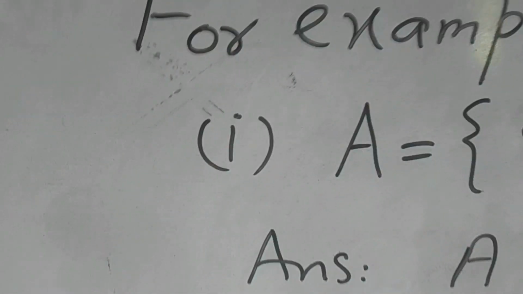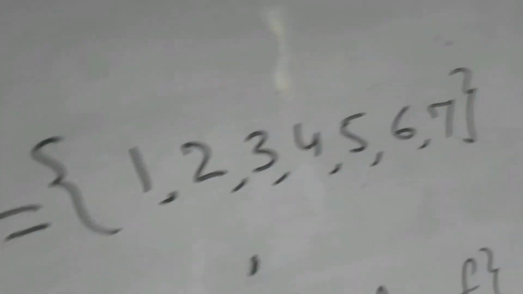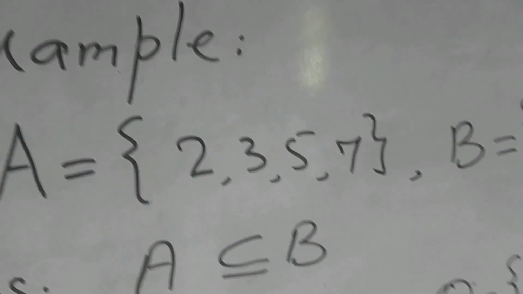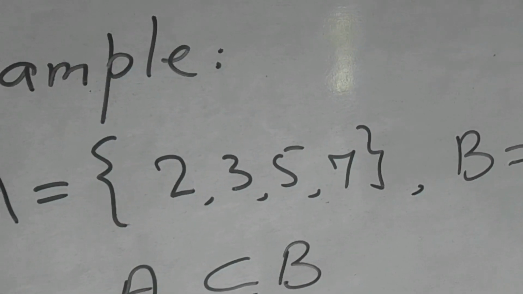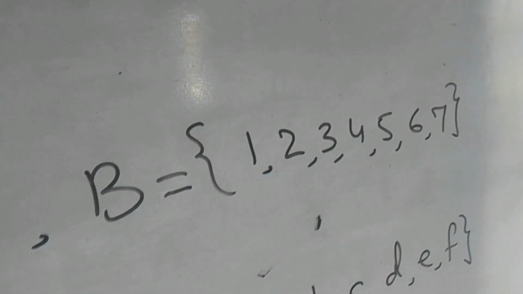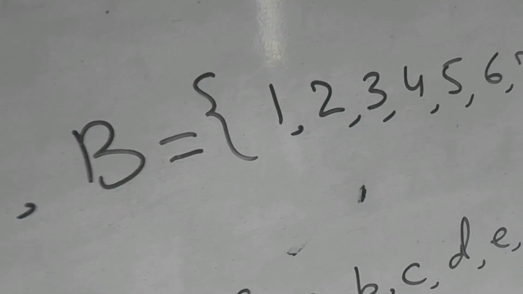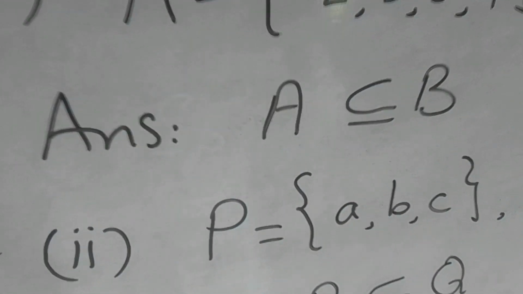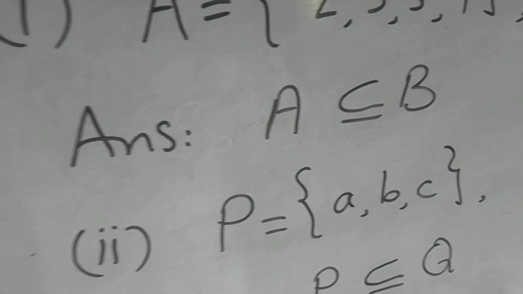For example, number first, A is equal to {2, 3, 5, 7} and B is equal to {1, 2, 3, 4, 5, 6, 7}. We can see that 2, 3, 5 and 7 are also the members of B, 2, 3, 5 and 7. So we can write it as A is a subset of set B.